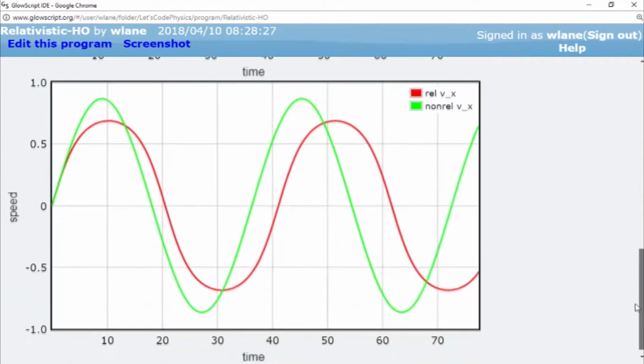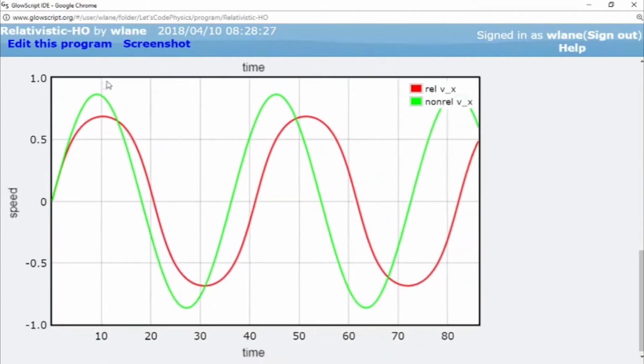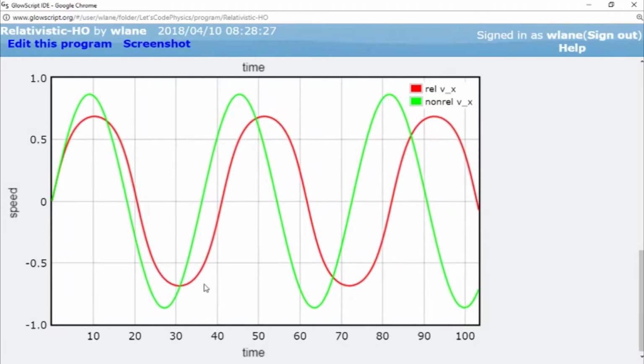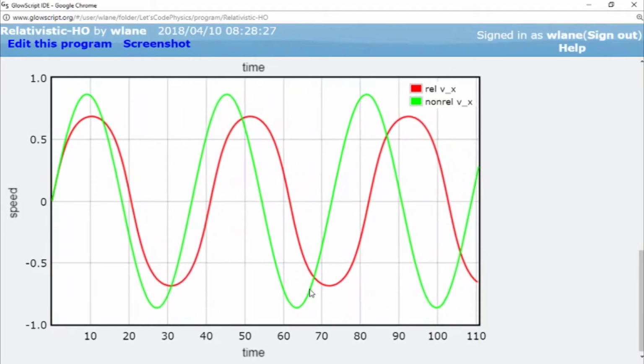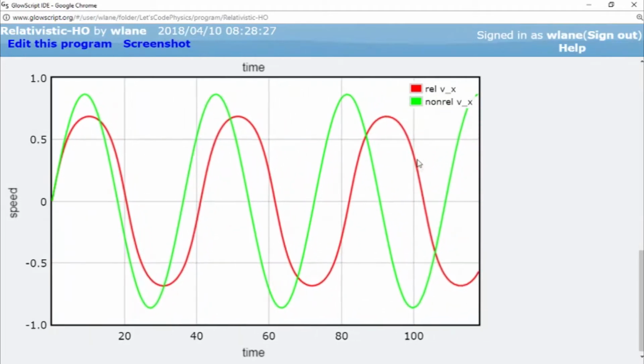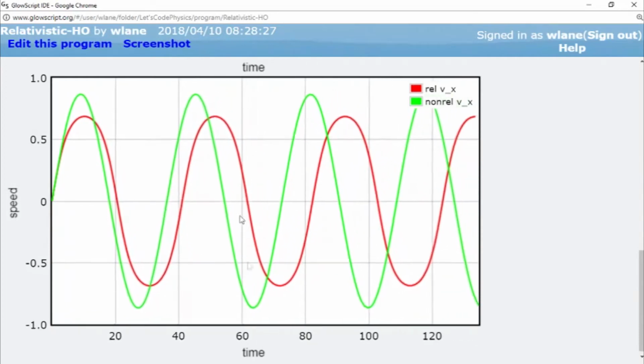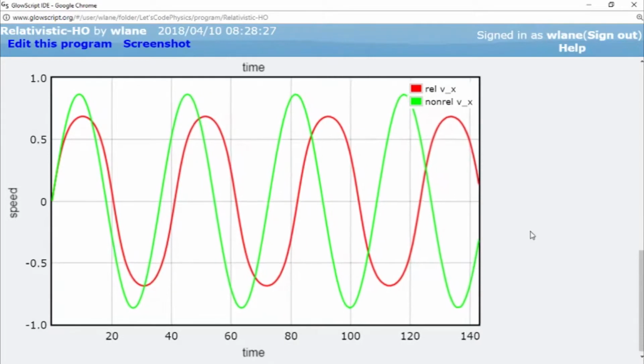Here we can really see that speed limit come into play. As we get too close to the speed of light, this curve, this red one, has to flatten out. So this is no longer a traditional sine curve. This is a distorted or squashed sine curve because it can't get up to +1. It can't get down to -1.